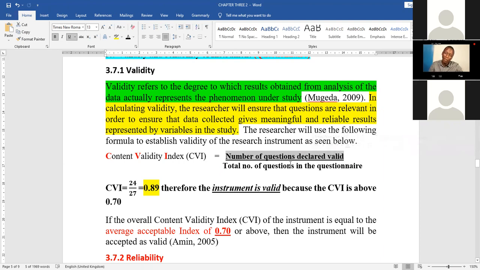Your questionnaire has 27 questions. Okay, that's what we have put down here. Now, where do we get 24 from? 24 is gotten from the number of questions that are declared valid.